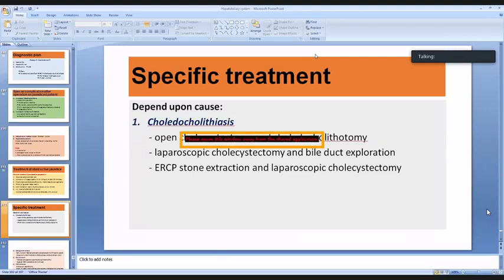Second option is laparoscopic cholecystectomy and bile duct exploration. That is, laparoscopically, bile duct has to be explored and removal of the stone. At the same time, gallbladder has to be removed. So this is a total laparoscopic procedure. And thirdly, that is most convenient and most practiced one, is first ERCP stone extraction. Bile duct stone প্রথম ERCP করে বের করে ফেলবো, followed by 1 সপ্তাহ 2 সপ্তাহ পরে laparoscopic cholecystectomy. So this is the traditional treatment for choledocholithiasis.